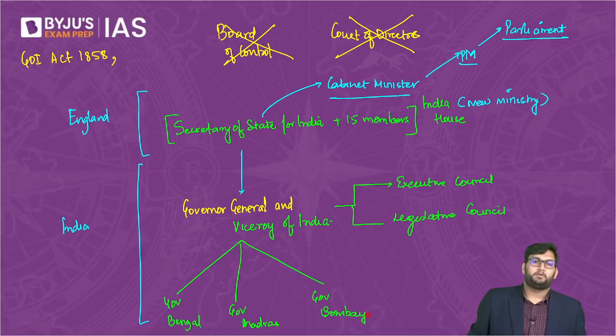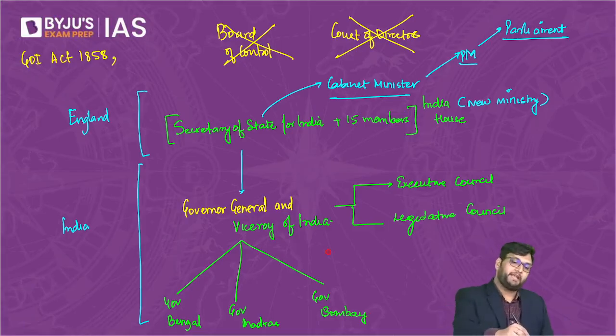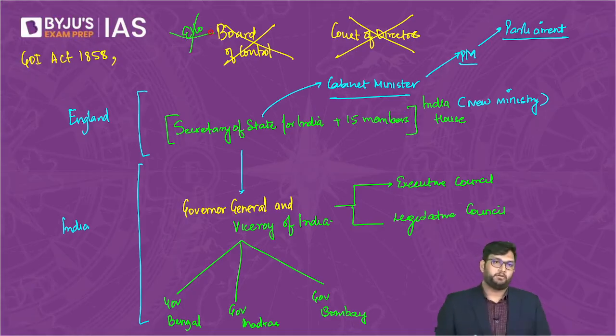Now, this is the structure through which India is going to be controlled. The East India Company has been removed. Board of Control and Court of Directors have no control. The Secretary of State for India plus his 15 members, called the India House, is now going to direct and give orders to the Governor General and Viceroy of India. He will then give the orders to governors of the provinces. He has his own executive council and his legislative council.